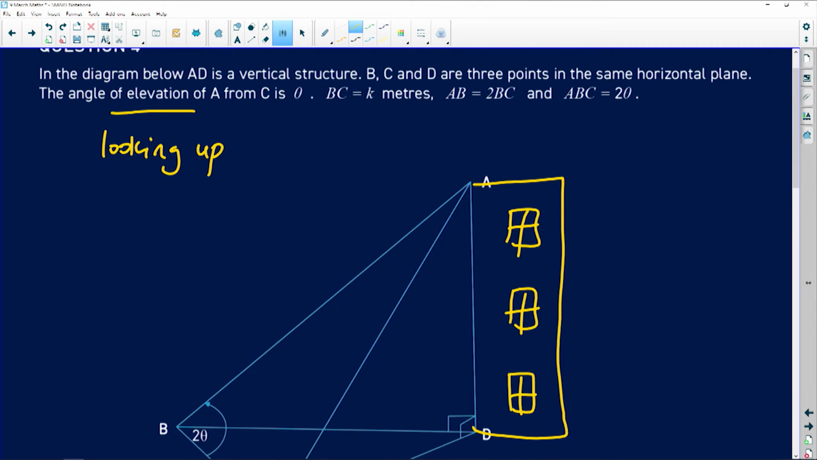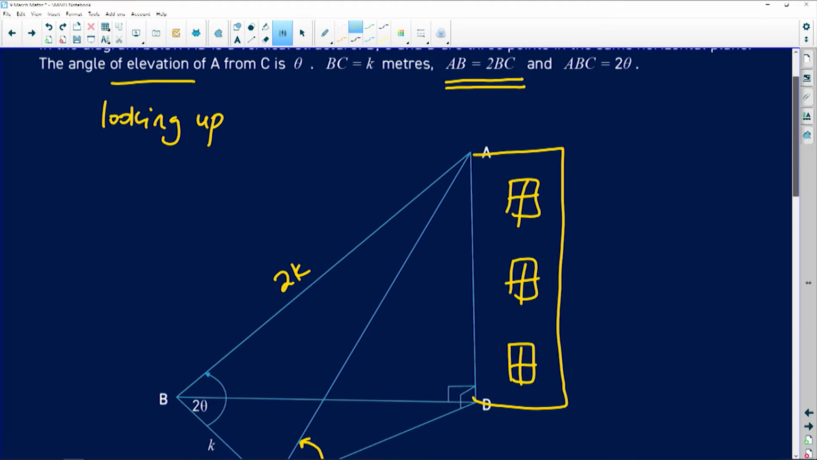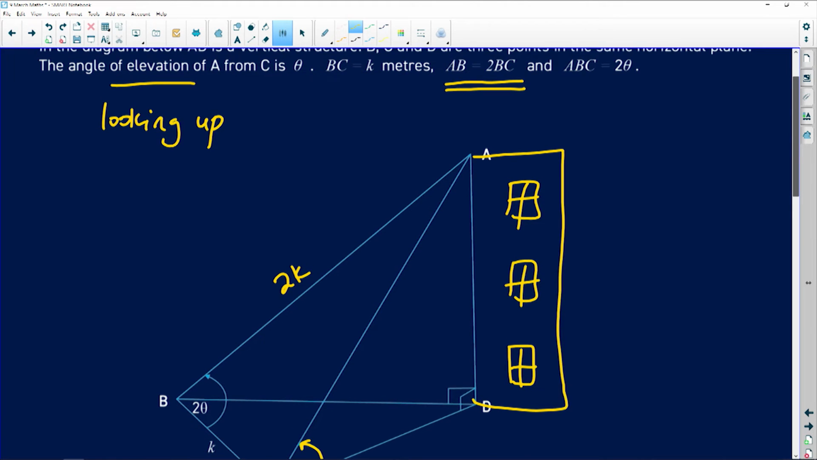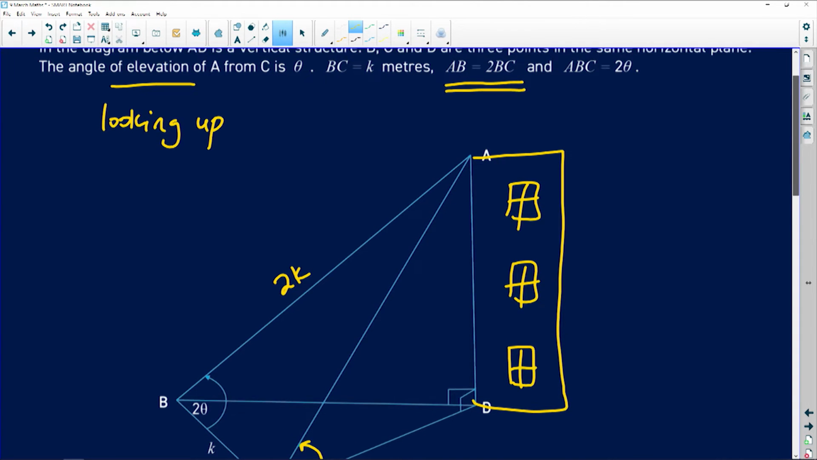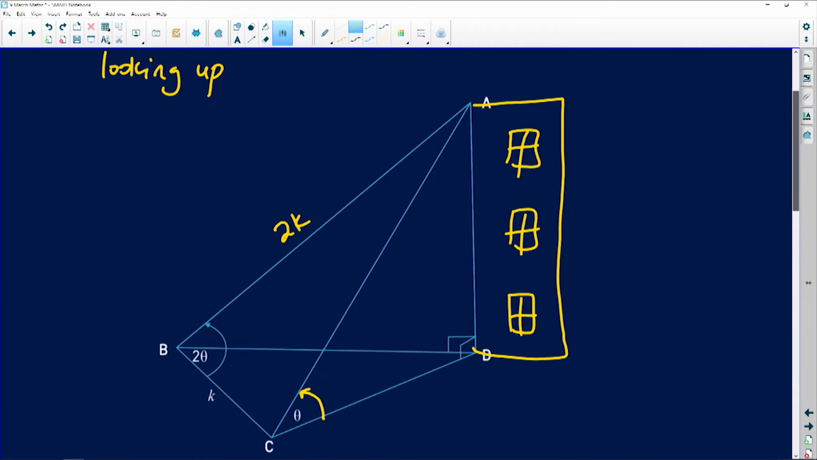And now here's one part that is not on the drawing but is appearing in the love letter, which tells you why it's important for you to read the love letter. Apparently AB is 2 times BC. And if BC is K, that means this one is simply going to be 2 times K. Very important for you to keep that in mind. That part was not in the drawing. If you don't read that, you're going to miss crucial information that could help you find the solution to the question. So angle ABC is 2 theta.